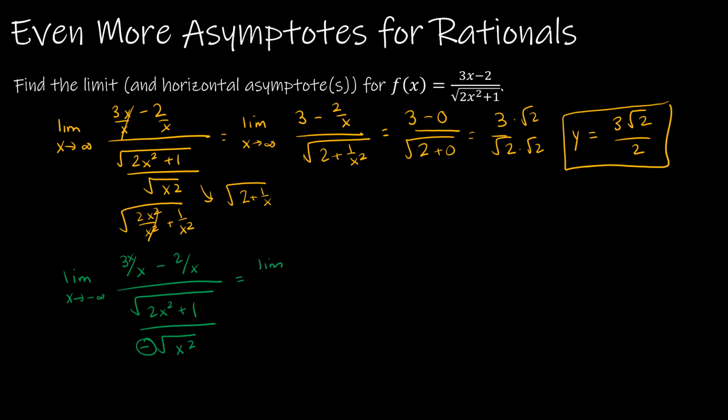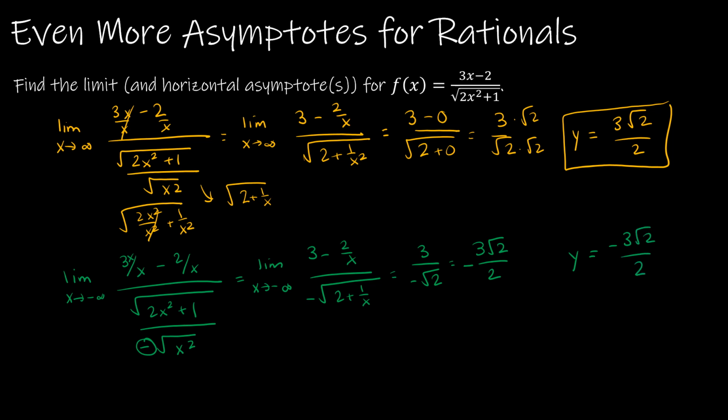Well, I'm still going to have the limit as x approaches negative infinity of 3 minus 2 divided by x. But inside here, I'm now going to have the negative square root of 2 plus 1 divided by x. So the only thing that's going to change is now I have negative radical 2, which means 3 radical 2 divided by 2, but negative. So I actually have two asymptotes here, plus and minus 3 radical 2 over 2. So again, that one's a little bit trickier because we're dealing with the square root inside of a rational.